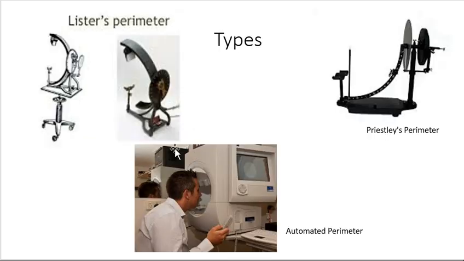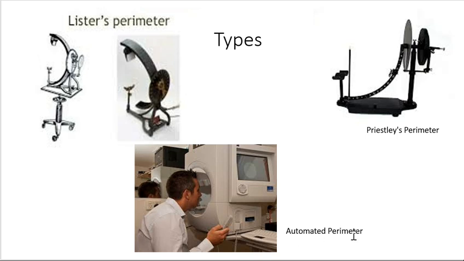Okay, so first of all we should know what the types of perimeter are. So this is the Lister perimeter, in which the complete arc is present, the wide arc, which covers both sides together in one plane. On the other hand, there is the Priestley Smith perimeter. This one has only one side arc, so we can measure only one side at a time. So this is the arc, only one side in one plane, where we can measure the field of vision.